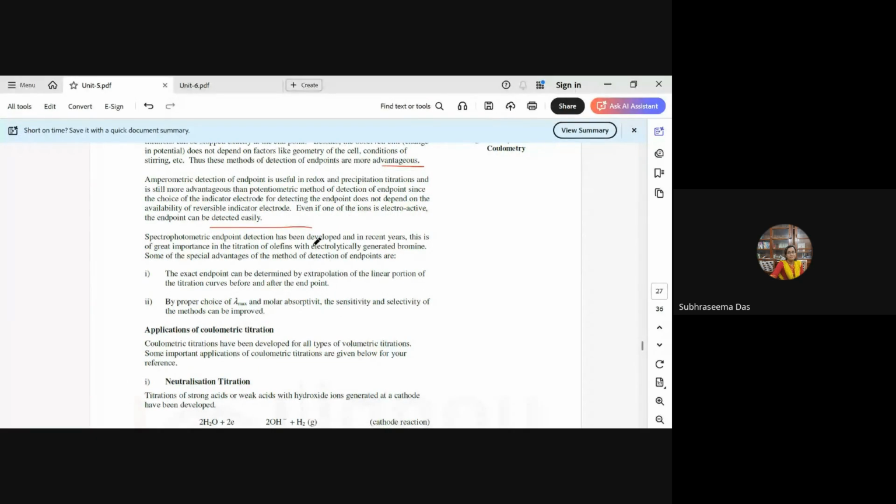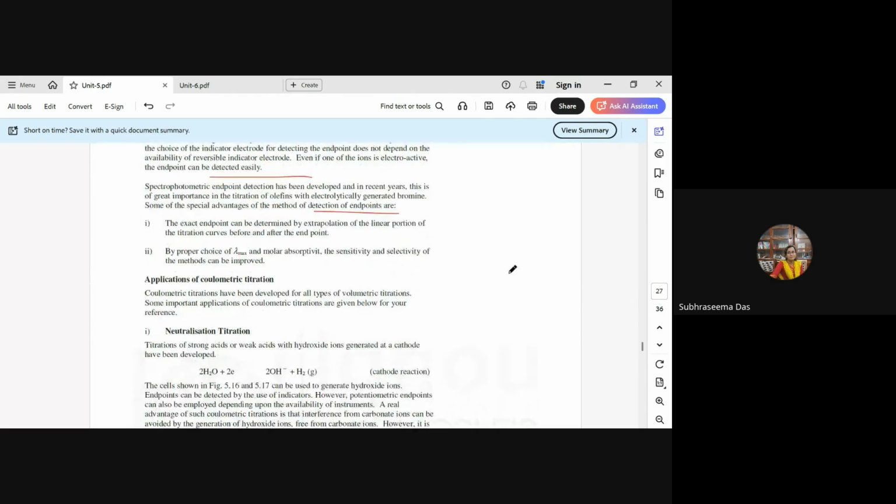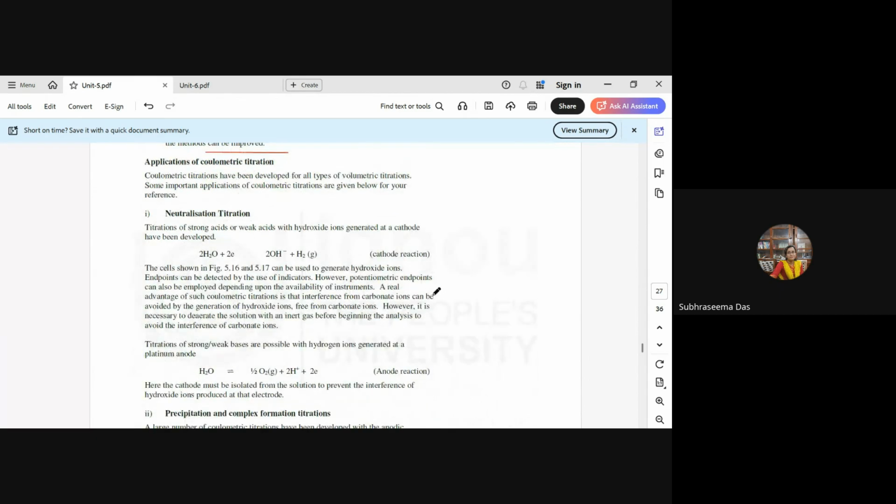So, spectrophotometric endpoint detection has been developed in recent years. This is of great importance in the titration of olefins with electrolytically generated bromine. Some of the special advantages of this method are that the exact endpoint can be determined by the extrapolation of the linear portion of the titration curves before and after the endpoint. By proper choice of lambda max and molar absorptivity, the sensitivity and selectivity of the method can be improved.